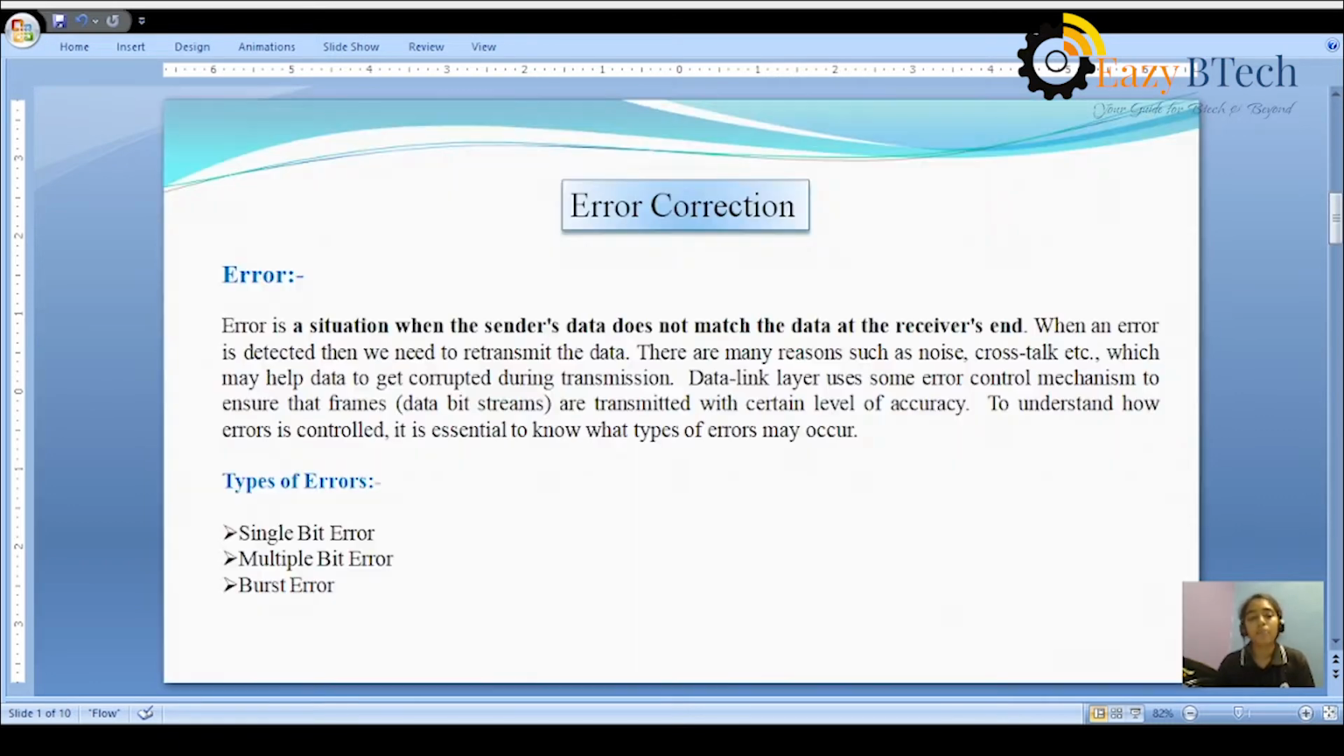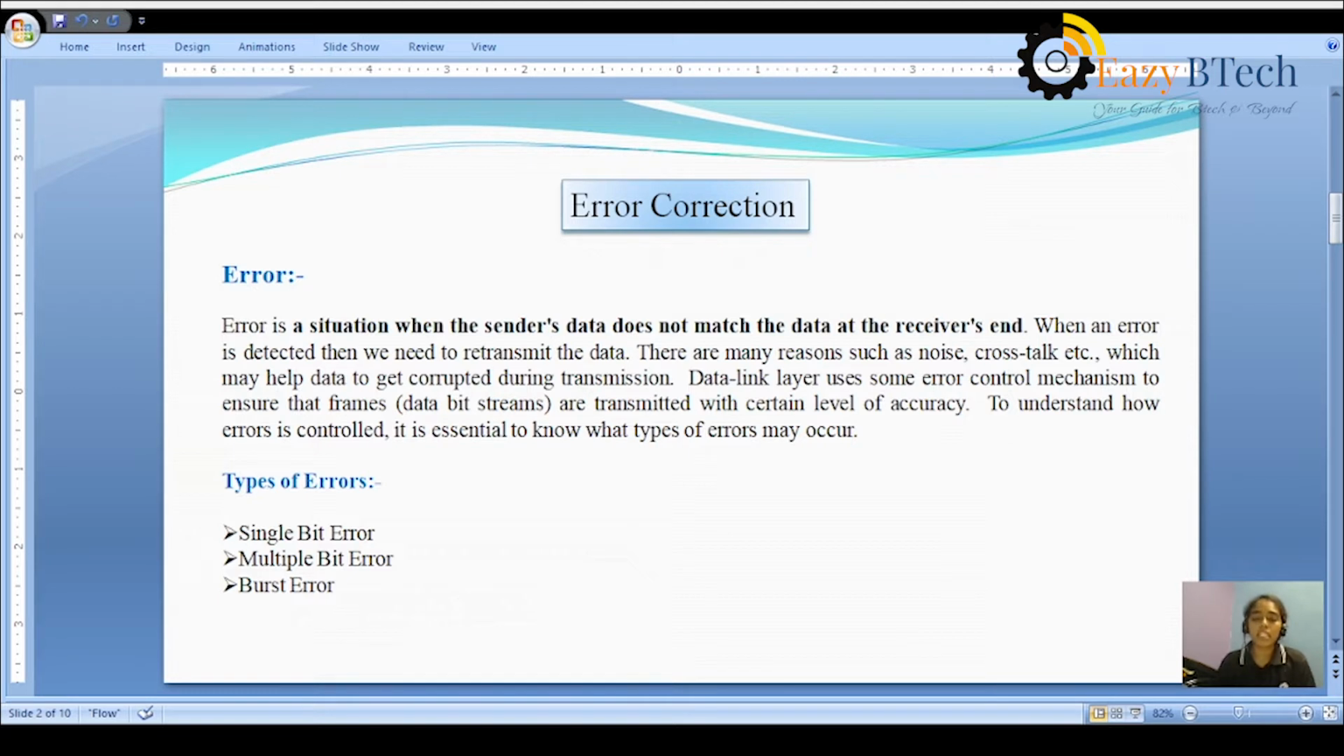Error correction. Before going to the error correction, we have to know what is meant by error. The error is a situation when the sender's data does not match with the receiver's data. There are many reasons that error will occur in our data. It may be noise, or crosstalk, or some frames corrupted, or unnecessary data entering into our original data. These are the reasons why error will occur in our original data.